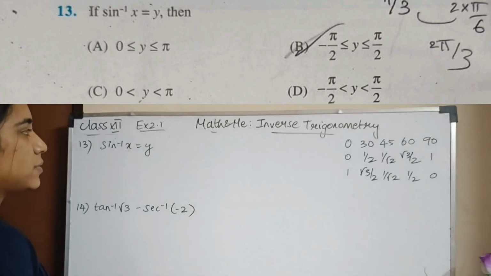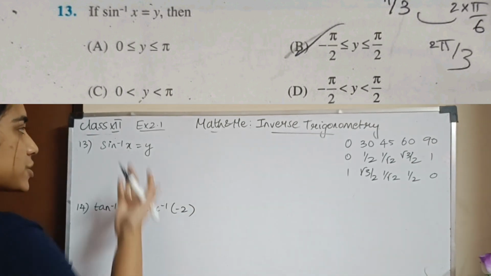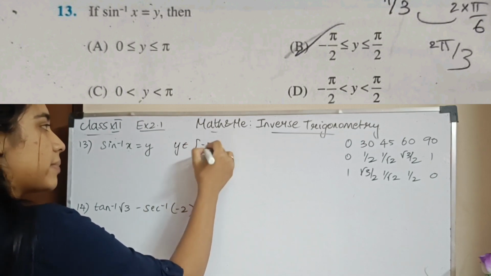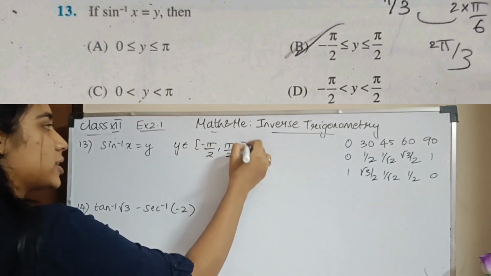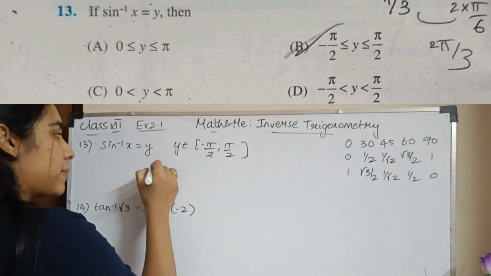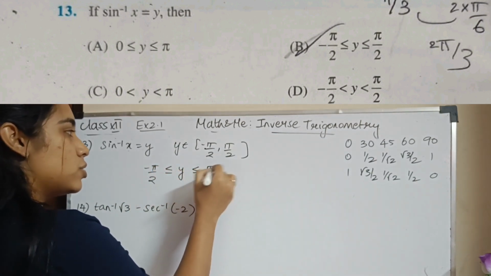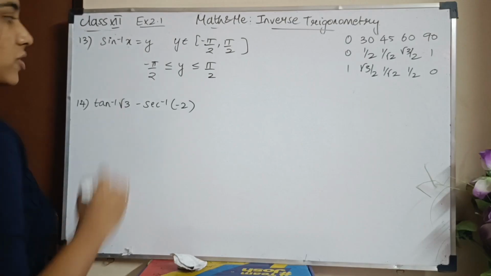13th question, sine inverse of x equals y. This is a pretty straightforward question. So y's range: y is definitely going to belong to minus pi by 2 to pi by 2, the range of sine, so it will be minus pi by 2 less than or equal to y less than or equal to pi divided by 2. Okay, this is a very straightforward question.